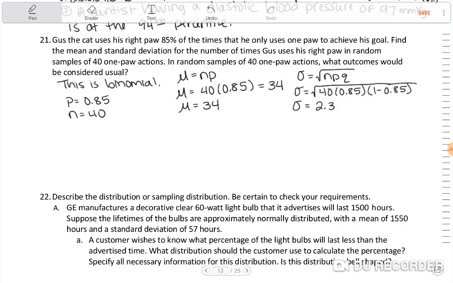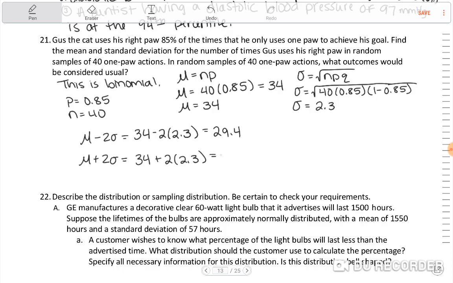Well, we need to figure out what's 2 standard deviations away from the mean, right? So I need to know what is mu minus 2 sigma and what is mu plus 2 sigma. Well, mu minus 2 sigma is 34 minus 2 times 2.3, which equals 29.4. And then mu plus 2 sigma, 34 plus 2 times 2.3, would be 38.6.